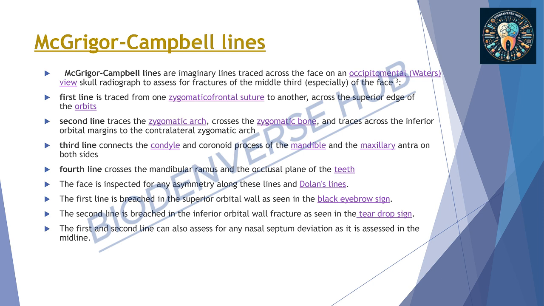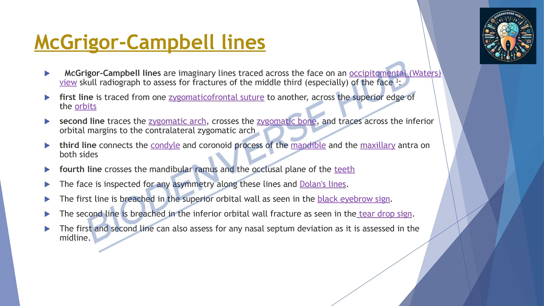The third line basically connects the condyle and coronoid process of the mandible and the maxillary antra on both sides, the left and the right side. The fourth line crosses the mandibular rami and the occlusal plane of the teeth. The face is inspected for any kind of asymmetry along these lines and also the Dolan's lines.